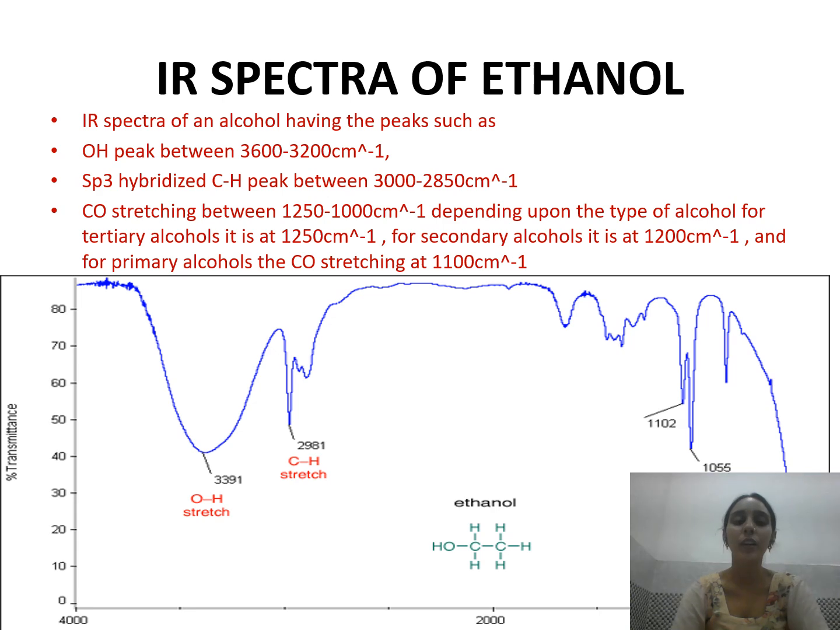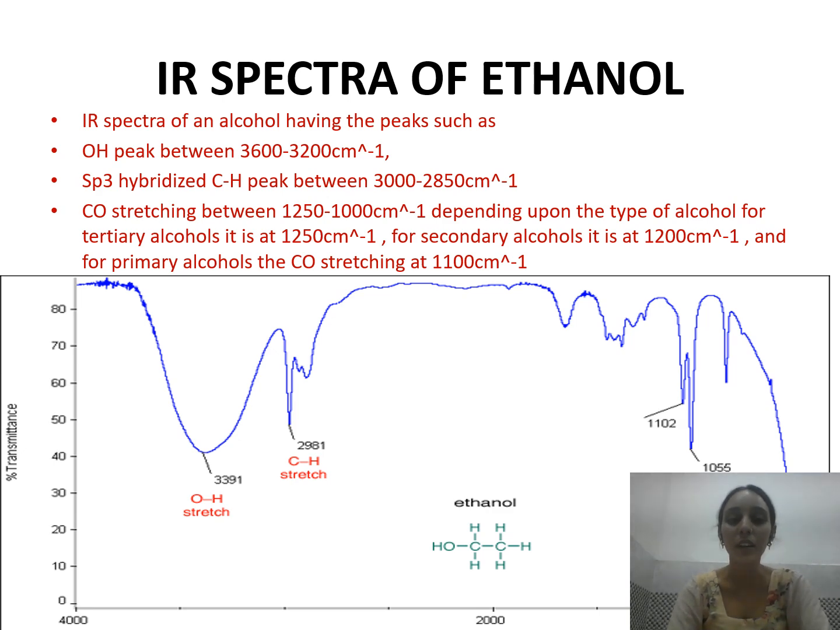Before moving to the IR spectra of alcohols, we will first discuss alcohols. Alcohols are organic compounds having one or more hydroxyl groups, and now we will discuss the IR spectrum of ethanol. In an alcohol, the general peaks that we will observe are OH stretching, sp3 hybridized CH stretching, and C-O stretching.